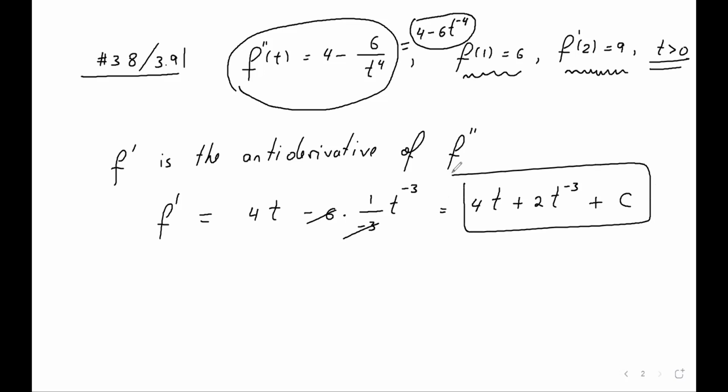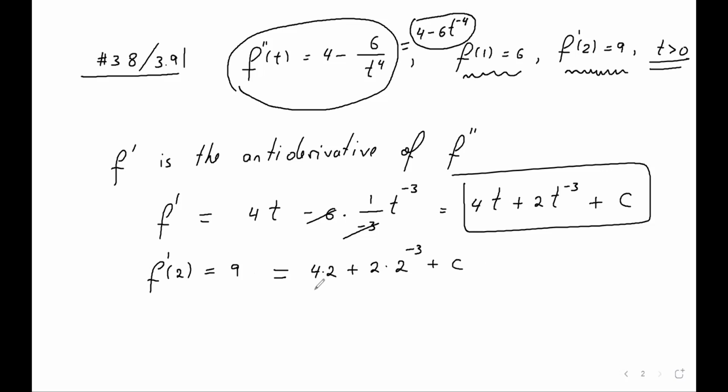Now the formula for the first derivative is not complete because of this constant c. But we know something important about the first derivative: f prime evaluated at 2 is equal to 9. You see how that nicely falls into place here, because we also know that the formula for the derivative f prime is 4t plus 2t to the negative 3 plus c. So we are going to substitute 2 in the formula for t. That's 4 times 2 plus 2 times 2 to the negative 3 plus c.